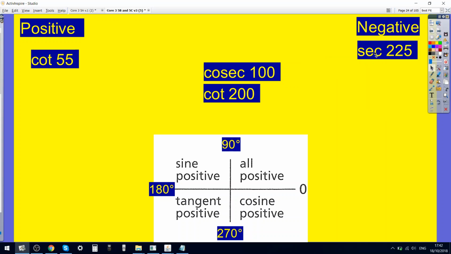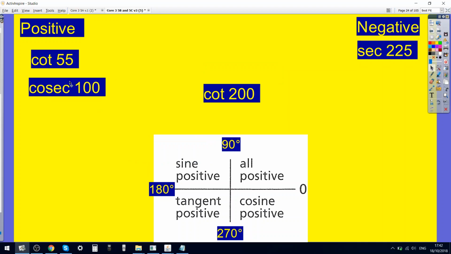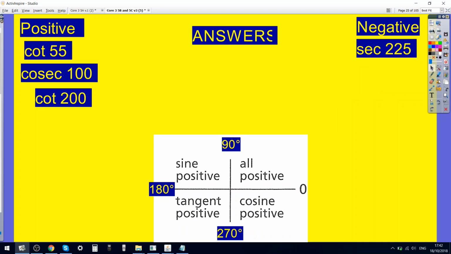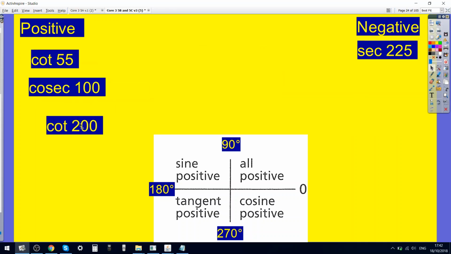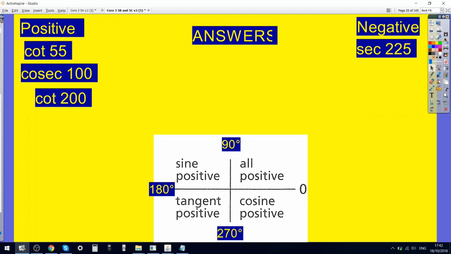Cosec 100. Sine is positive, so it'd be positive. Well done. Tangent positive, so it'd be positive. Yeah, tan positive, positive. Well done. Any questions there? Nope. Yep, that's it.